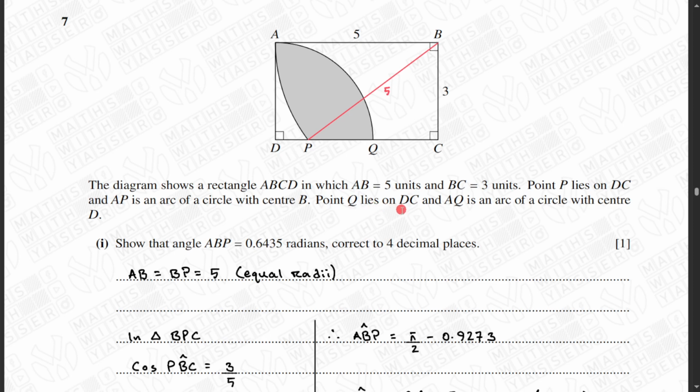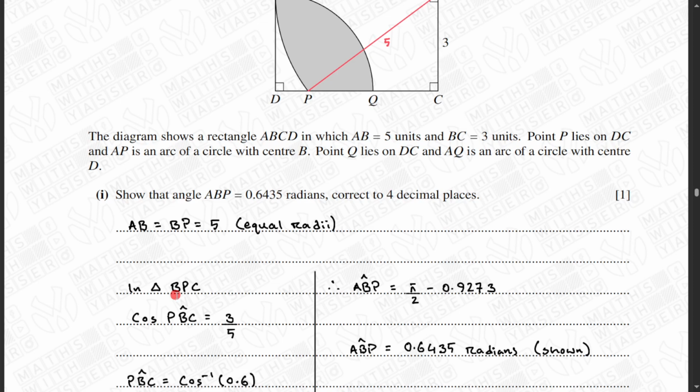Point Q lies on DC. So this point lies on DC, and AQ is an arc of a circle with center D. So this is another arc, and the center for this arc is the point D. So for the first part of the question, it says show that angle ABP is equal to 0.6435 radians, corrected to 4 decimal places. So since ABP is a sector and B is the center, that means AB and PB are the radius. So if this is 5, this should also be 5.